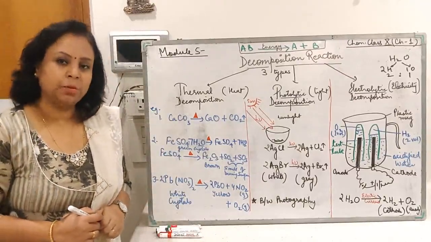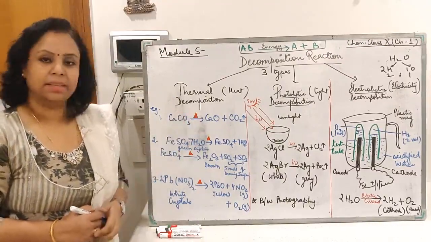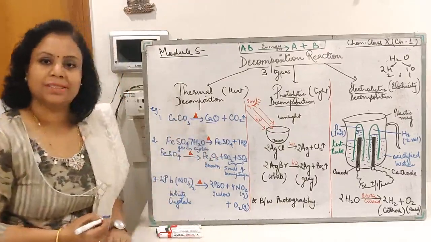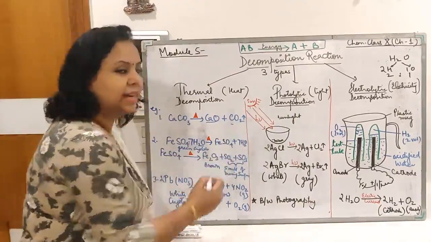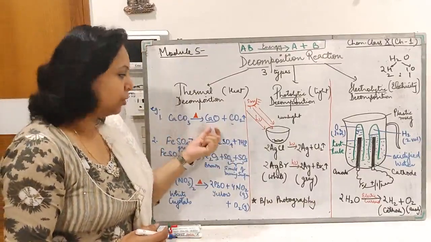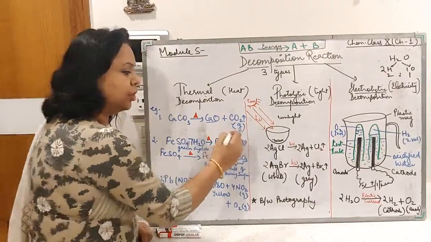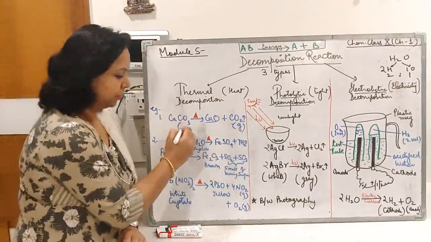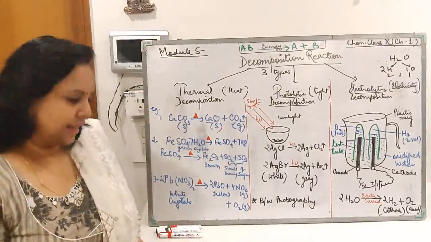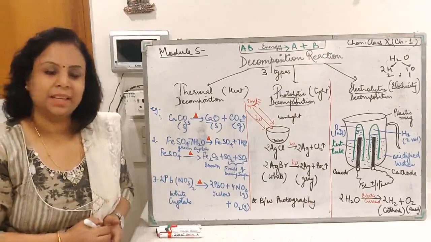Calcium carbonate, when heated, this red delta is denoting heat, it breaks down into calcium oxide and carbon dioxide gas is released. Again, one bigger molecule forming two smaller ones, and you can see a change of state also. A solid is giving rise to a solid as well as a gas. One more example, let us see.